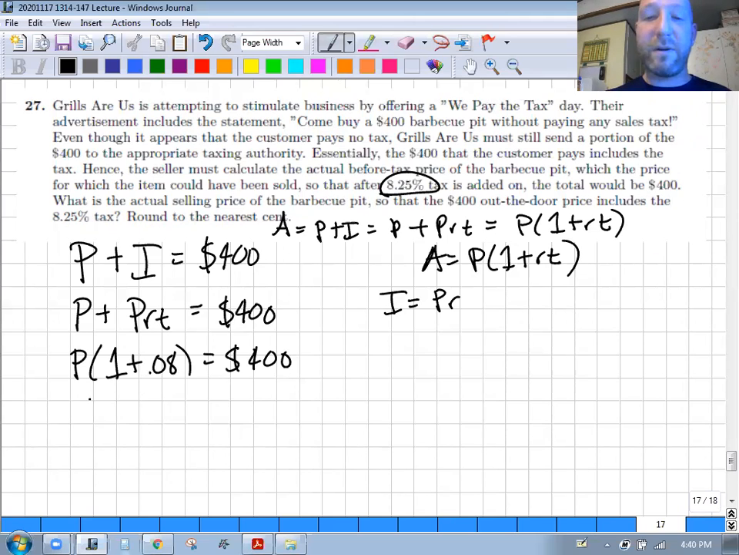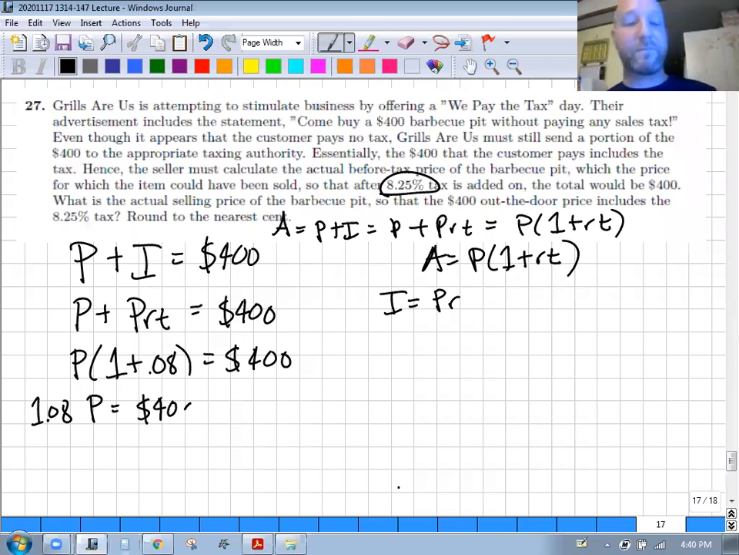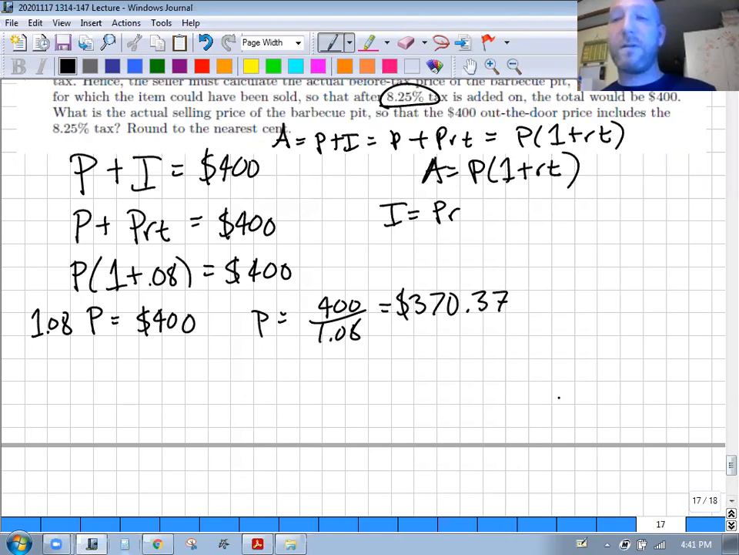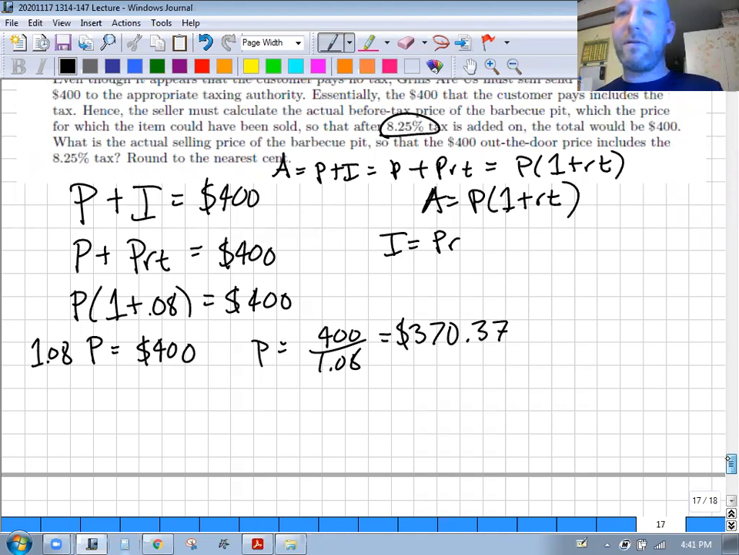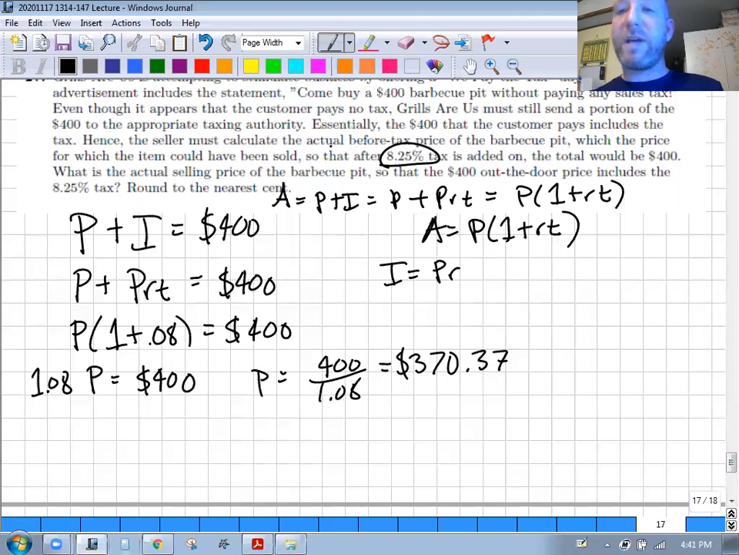All right, so we have 1.08 times the price needs to be 400 bucks. So our price here needs to be 400 divided by 1.08, which would be $370.37. All right, so what was the question? The actual before-tax price of the barbecue pit is this much, because once you add the tax in, it's $400.